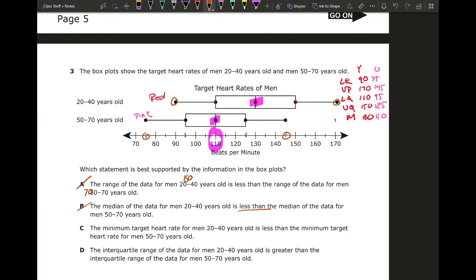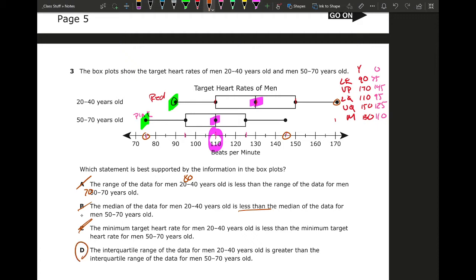C, the minimum target heart rate for the younger men is less than the minimum target for the older ones. Look at the minimum. Minimum is going to be where? We have the minimum right here. Which one is less, the older or the younger? I can clearly see that it's gonna be the older, and it says the younger one in this case. So no, it's opposite of what they're saying. So my answer must be D.